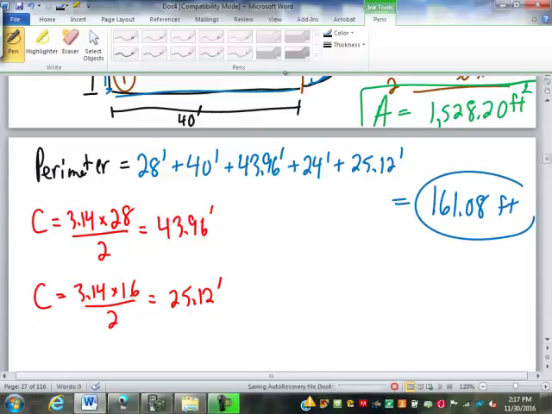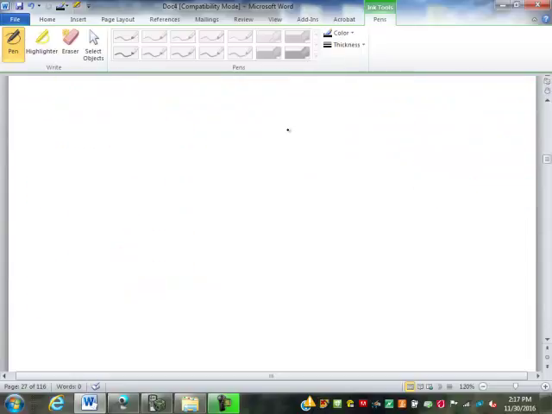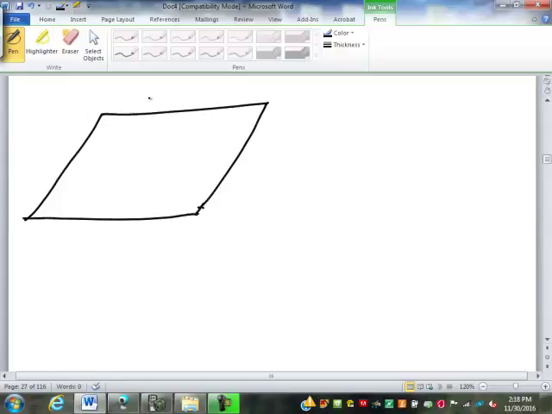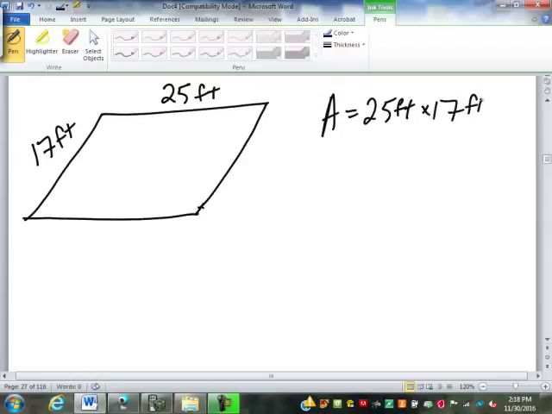Is it all coming back to you now? One of the other things we looked at was parallelogram. Let's say that this here is 17 feet, and this up here is 25 feet. Can I find the area by doing 25 feet times 17 feet?